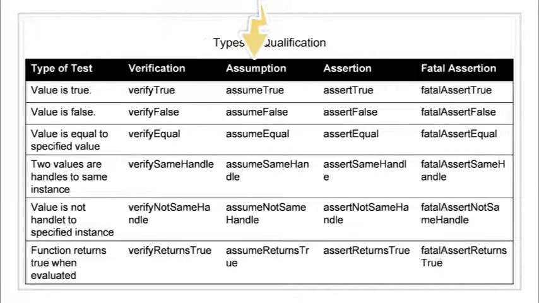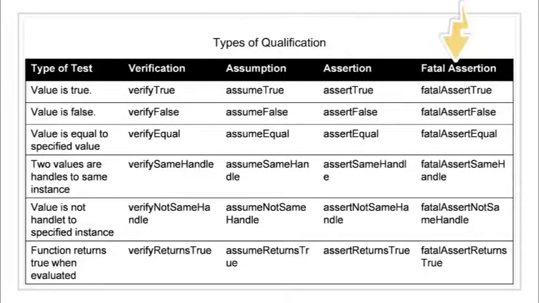Then there are assumptions. These ensure that a test runs only when certain preconditions are satisfied and the event should not produce a test failure. So when an assumption failure occurs, the testing framework marks the test as filtered. Then there are assertions. These ensure that the preconditions of the current test are met. If not, then these assertions fail.